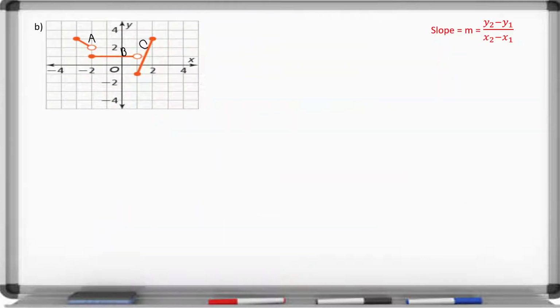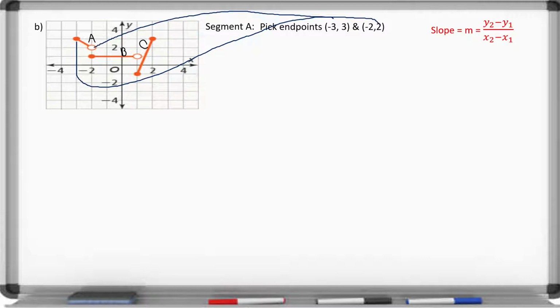All right, so for part B, again, starting from segment A, we're going to pick some endpoints here. So that's this endpoint there, and then this other endpoint is here, and this is open, and then this first one is closed because the first one is filled, the next one is not. So plugging this into the slope formula, we get 2 minus 3 over negative 2 minus negative 3, which is going to be negative 1 overall.